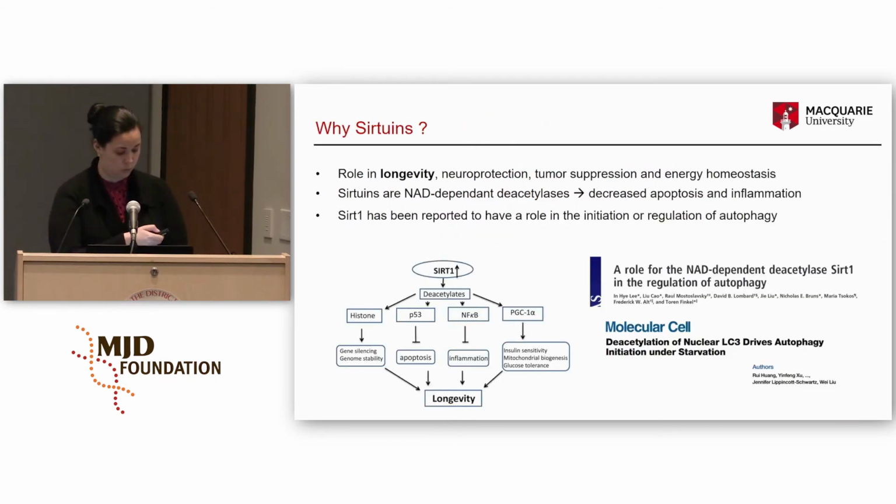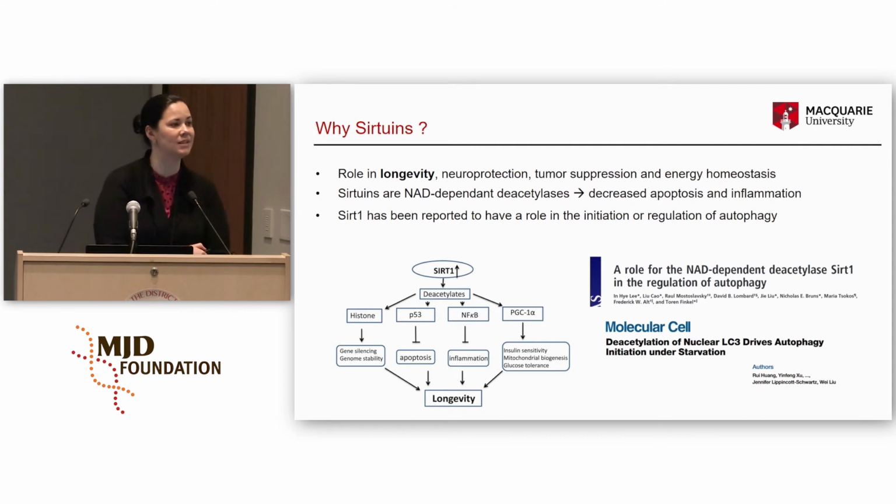So why would we care? Well, the sirtuin pathway is something that has previously been shown to be neuroprotective and to be related to survival and longevity. It is thought to act through potentially decreasing apoptosis and inflammation. It also has been reported to play a role in induction and regulation of autophagy, which we've heard about a few times today.